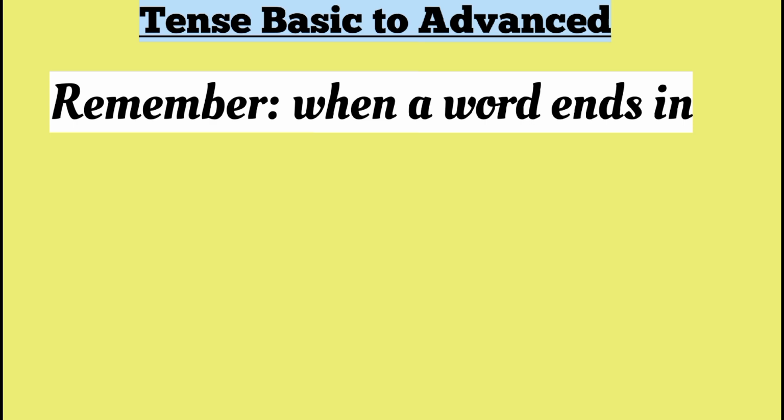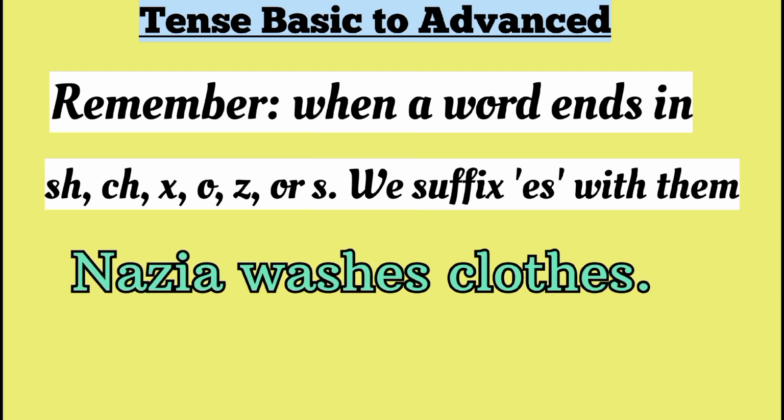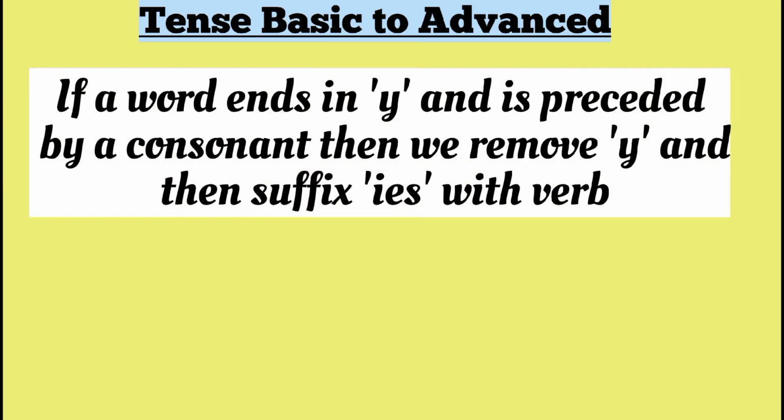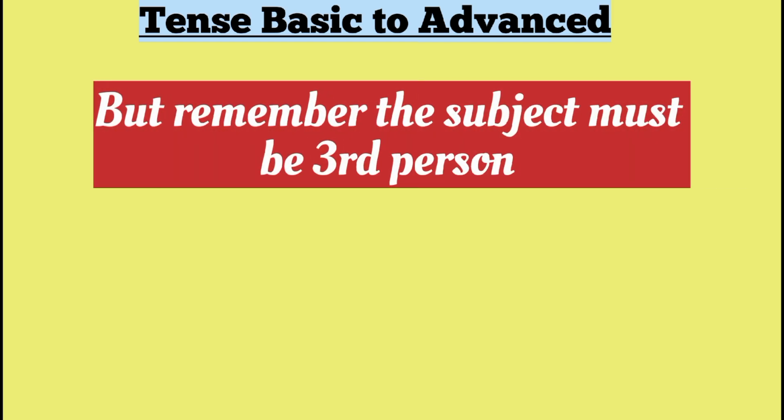Remember, when a word ends in sh, ch, x, o, z, or s, we suffix es with them. For example, Nazia washes clothes. In this sentence, with the verb wash, we suffixed es. If a word ends in y and is preceded by a consonant, then we remove y and suffix ies with the verb. But remember, the subject must be third person.